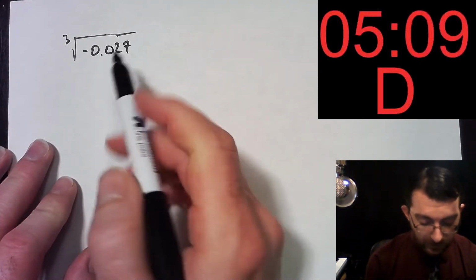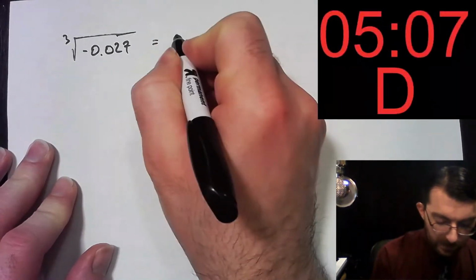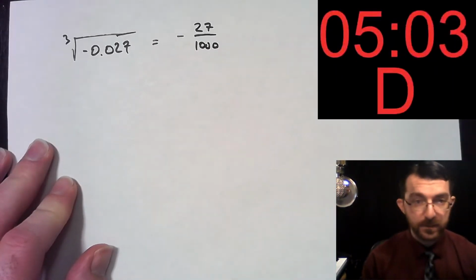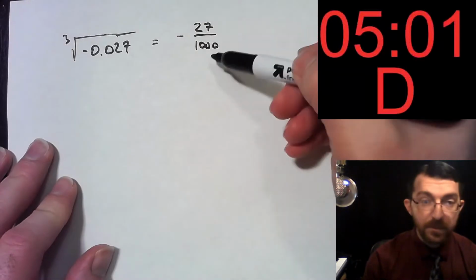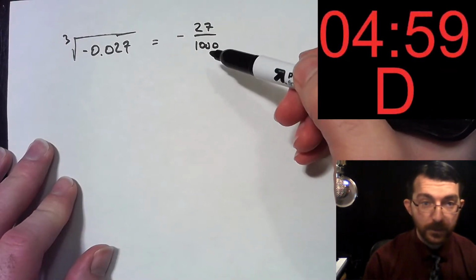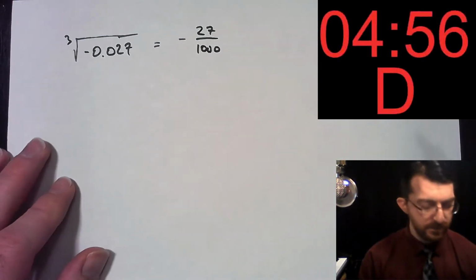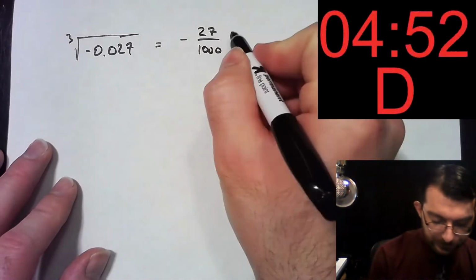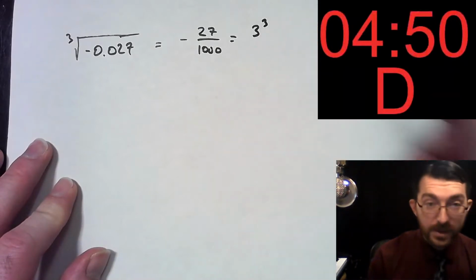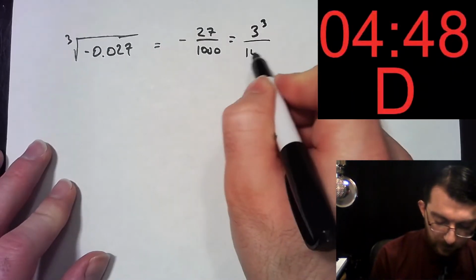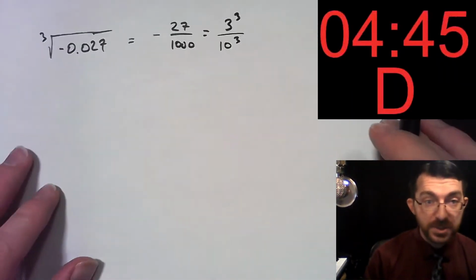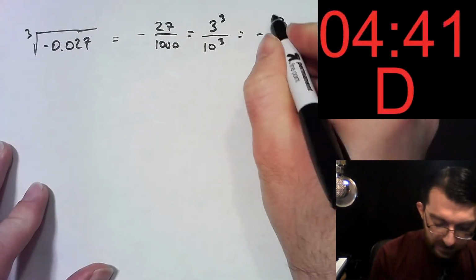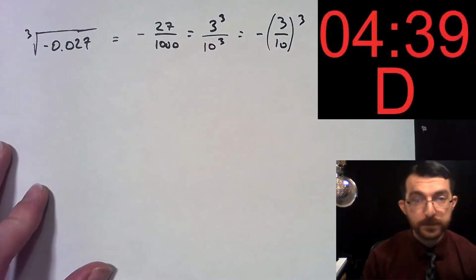And that decimal is equal to negative 27 thousandths. Both of these are third powers. Okay, this is just in section 5. It's not anything too complicated. Those are both cubes. 27 is 3 cubed. 1000 is 10 cubed, which means that this is negative 3 tenths cubed.